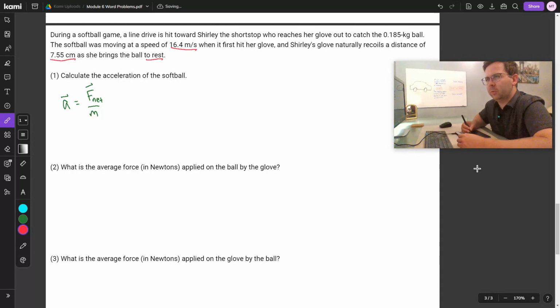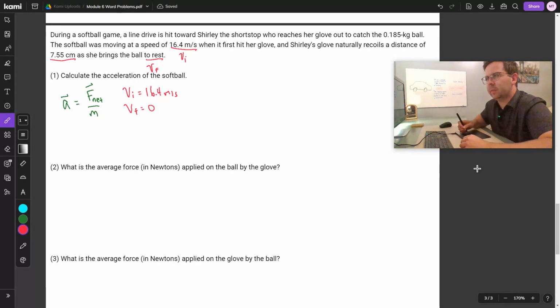It says it was moving at a speed of 16.4 meters per second when it first hit the glove, and then it comes to rest. So this tells us the initial and final speeds. Initially, the ball was moving at 16.4 meters per second, and finally, it ends at 0. And so we know the initial speed of the ball is 16.4 meters per second, and the final speed of the ball is 0.